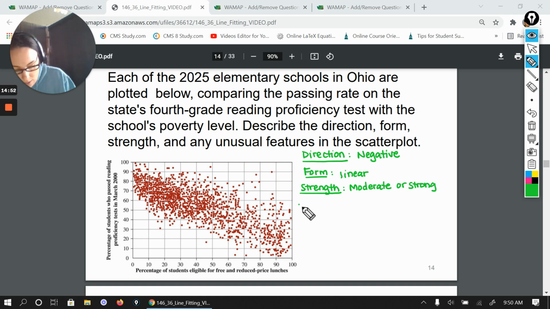Unusual features. So it does look like there's a couple of outliers, possibly, but this may not affect the data because the sample is so large.